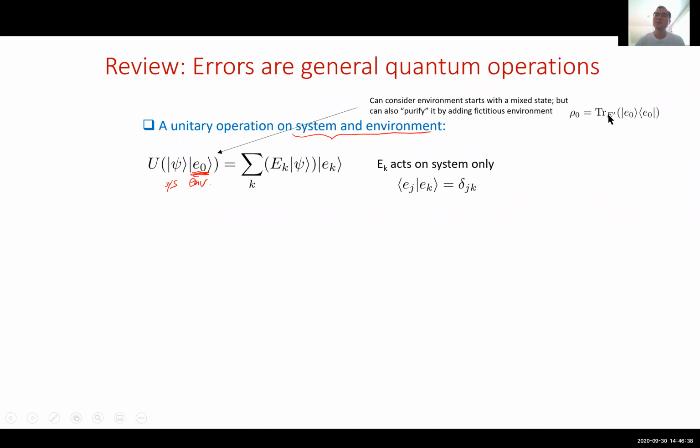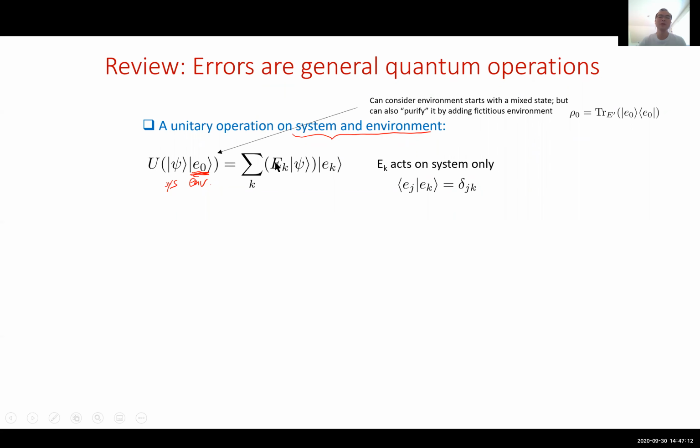if you trace out part of the environment that could be like a fictitious part. When you trace out that, it becomes a mixed state. In the sense that if the environment were in a mixed state, you can purify by adding a fictitious part, and then tracing over that fictitious part, you get that desired mixed state. Okay, if you don't get this, it's not that important. The upshot is that you can assume it's a pure state to begin with.